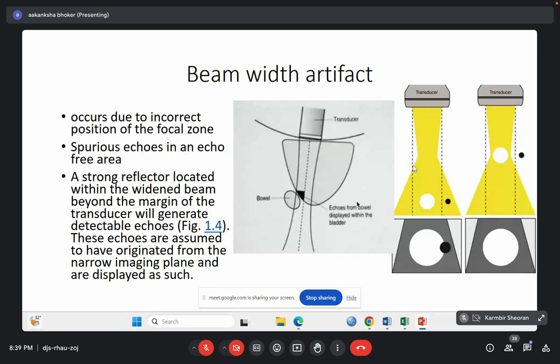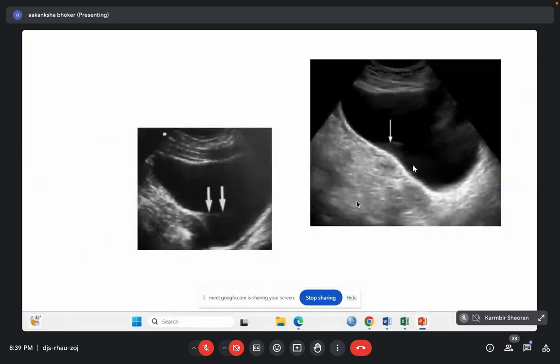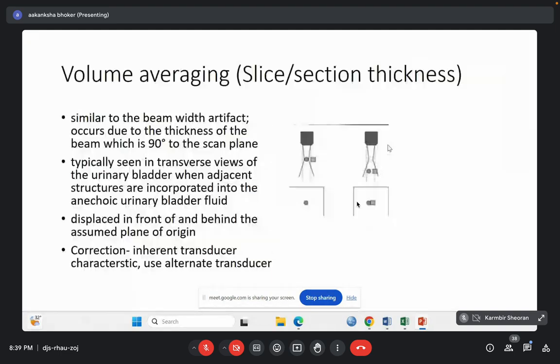Then again beam width, क्योंकि beam 2D नहीं है, it is having some width also, so there can be some beam width artifact. उसके अंदर भी क्या होगा, जहां से साइड से जिस specular reflection से आई होगी, that thing we can see within the black anechoic lumen, beam width artifact.